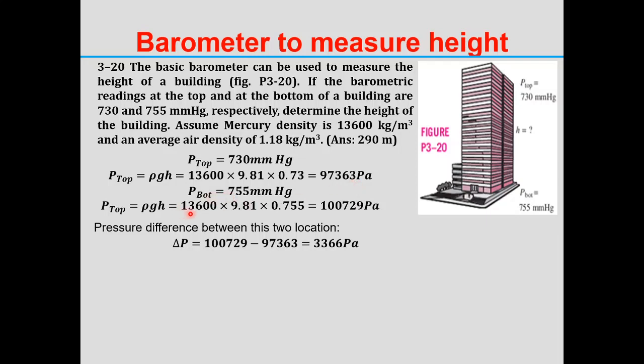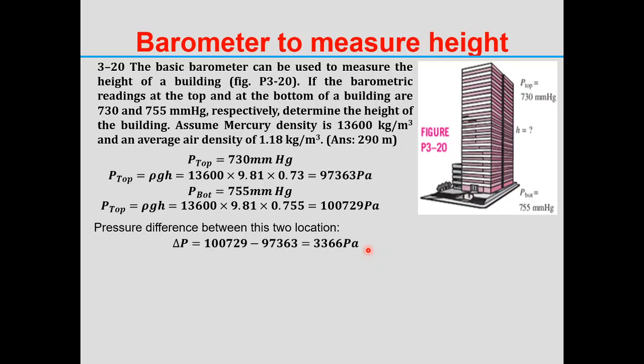Then calculate the pressure at the bottom of the building. You know that h is 755 mm Hg. So P equals rho g h, 13,600 times 9.81 times 0.755. You get the pressure at the bottom of the building as 100,729 Pascal. After you get the pressure at the top and at the bottom, you can find the pressure difference: 100,729 minus 97,363. We get that the pressure difference is 3,366 Pascal.